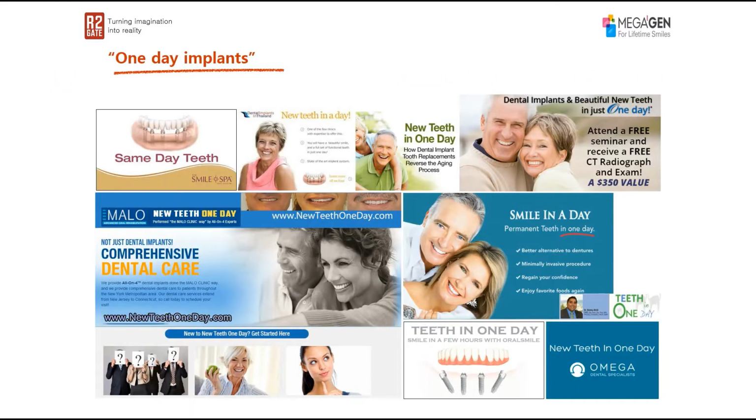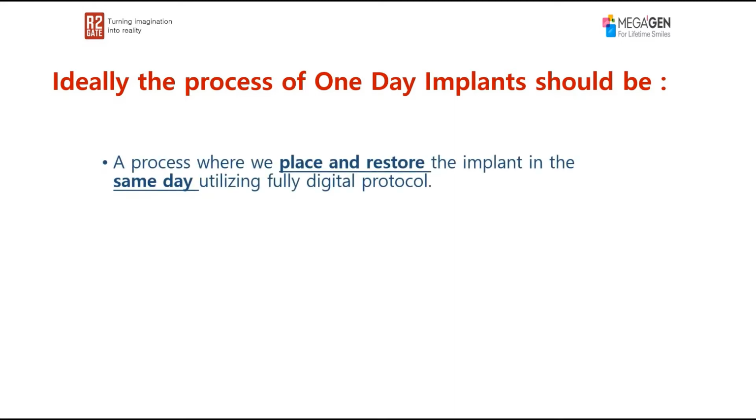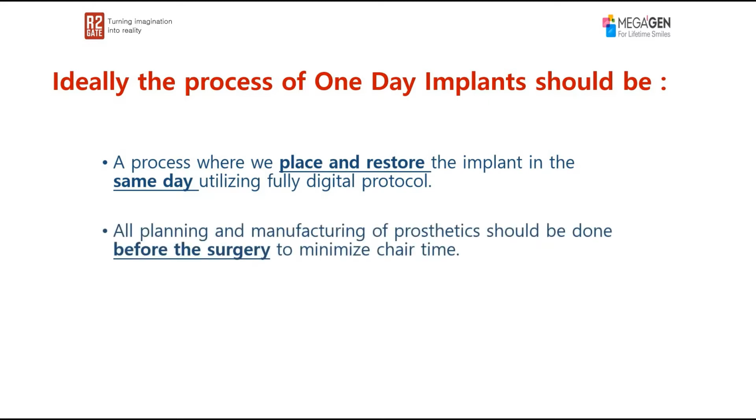But there is always the best way to do something. So what would be the best way to do one-day implants? And what would be the most efficient way to do one-day implants? Ideally, the process of one-day implants should be a process where we place and restore the implants in the same day, going fully digital. Number 2, all planning and manufacturing of prosthetics should be done before the surgery and not after the surgery. The reason why is to minimize the chair time.